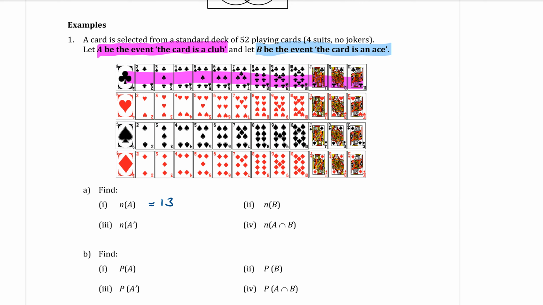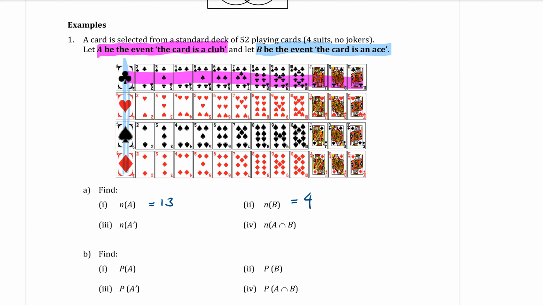Part 2. The number of things that are B. Remember that B is the blue ones, that they are an ace. So here they are. There's my aces. How many of them are there? 4.